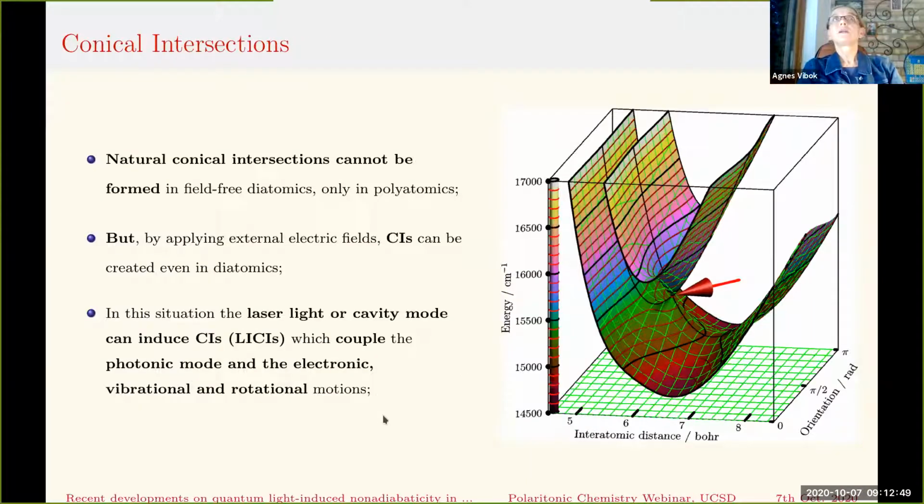As I mentioned, a field-free diatomic never forms a conical intersection, but if we apply an external electric field, be it a laser or a cavity, then it is possible to form a conical intersection. You see here a diatomic system. We have one vibrational coordinate, but as the laser or the cavity can rotate the molecule, the second degree of freedom can be the rotation, and the two adiabatic surfaces can cross each other, forming a conical intersection. In this situation, the photonic mode and the electronic, vibrational, and rotational modes are coupled to each other.